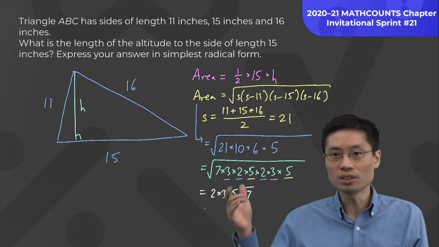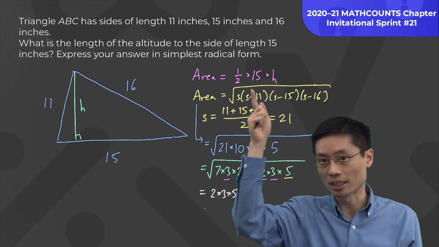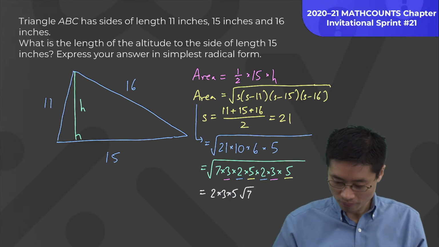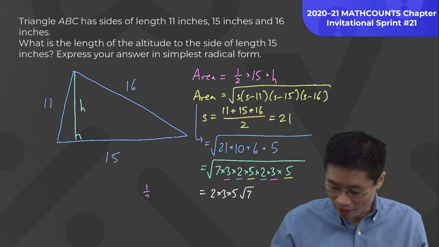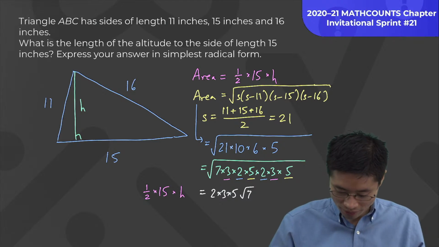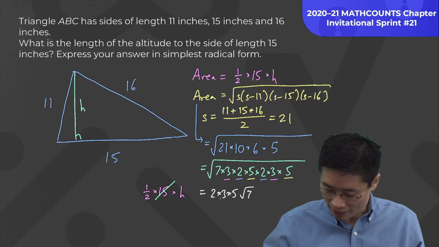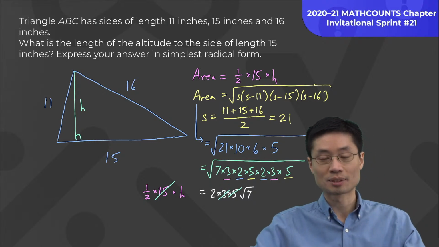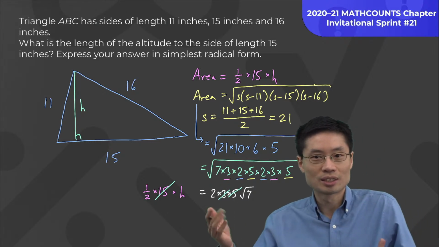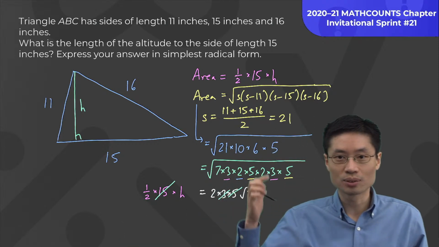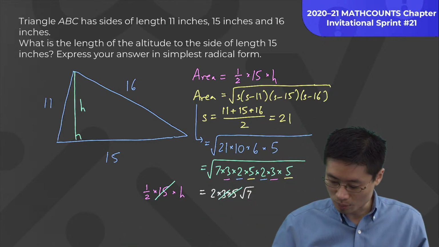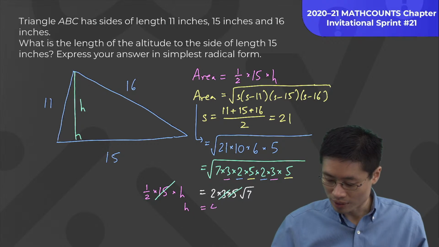And now what I want to do is match that against this, because I'll get an equation with h. So that's equal to 1/2 times 15 times h. Wonderful. I see that the 15 cancels with this. The 3 times 5 is 15. So now I just go and simplify. H is going to be times 2 on both sides. H is just going to be 4 root 7.